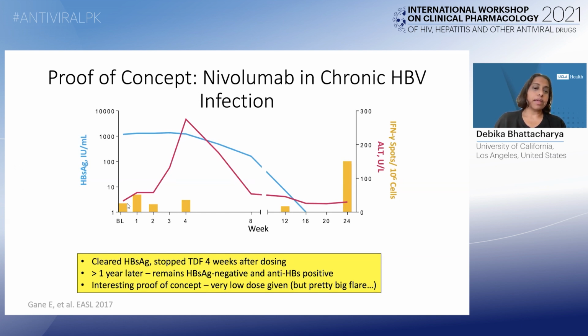Of course, the one thing that we did see here highlighted in the pink is an elevation in the ALT during this time, coincident with the decrease in the levels of hepatitis B surface antigen. And we think that this was what we call a beneficial immune transaminitis flare, as a result of immune restitution to hepatitis B.